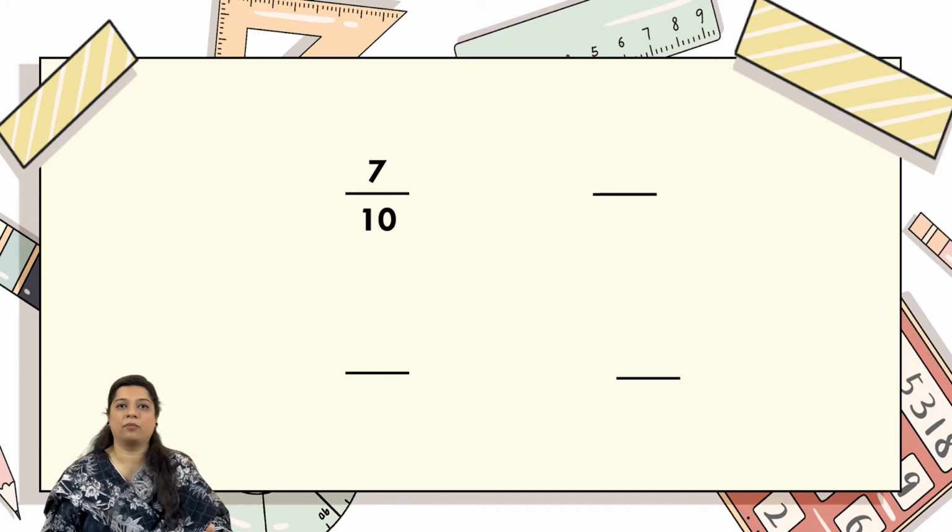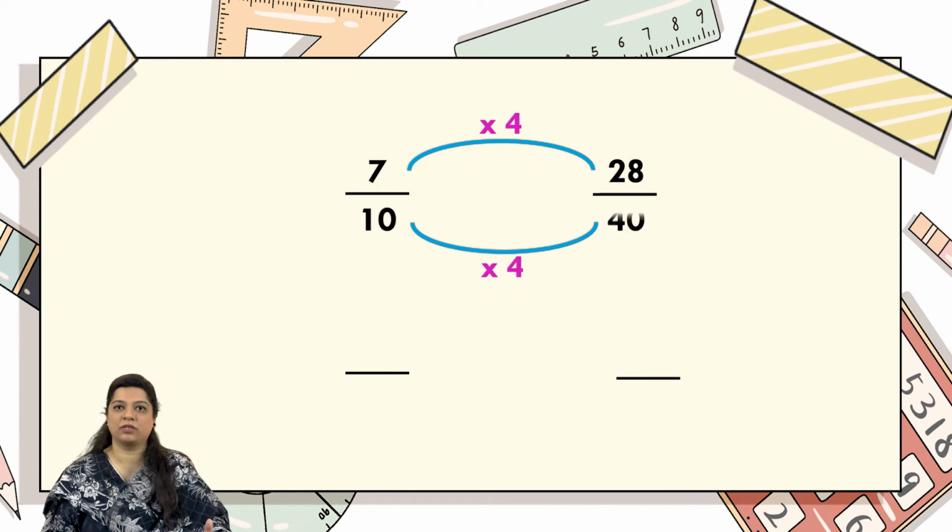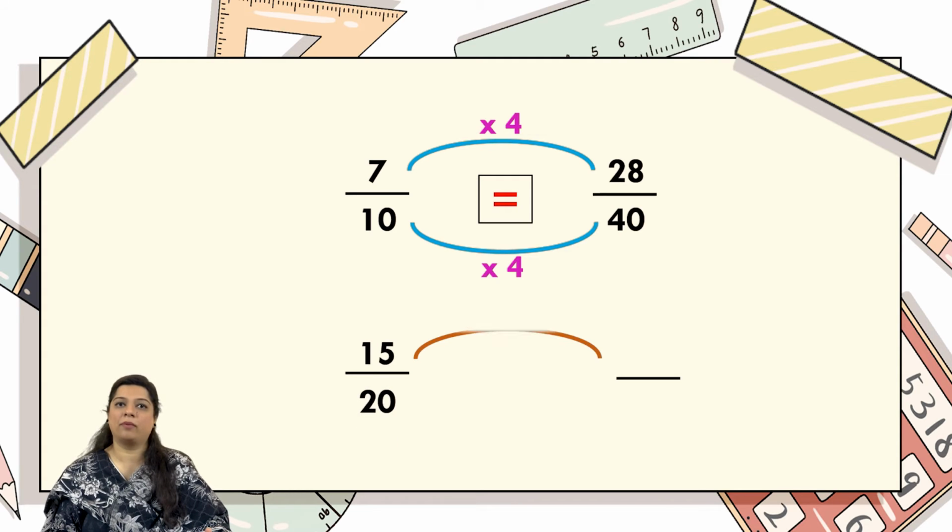What if we have a 7 upon 10 fraction in front of us and we want to find an equivalent fraction with a factor multiplied by 4? Therefore, we will multiply 4 with the numerator and the denominator and we will get a new fraction which is 28 upon 40. Therefore 7 upon 10 is equal to 28 upon 40. Another example is 15 upon 20. The common factor that we are using is divided by 5. So 15 divided by 5 will give you 3 and 20 divided by 5 will give you 4. Hence, 15 upon 20 is an equivalent fraction to 3 upon 4.